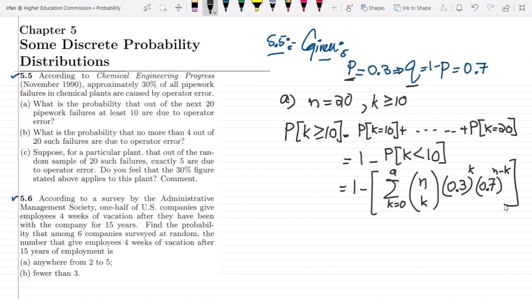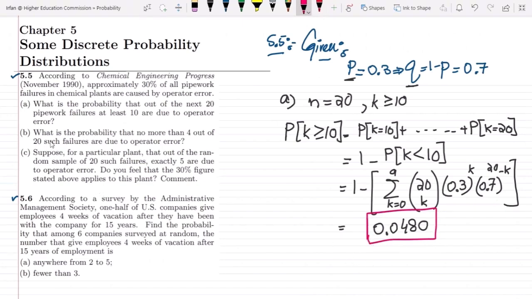Let me put in all these values, because the value of n will remain the same, and n is 20. So 20 here, and 20 here as well. We have to find them all and then add them together. The output of it will be 0.0480. So that is basically the solution of part A of my question.